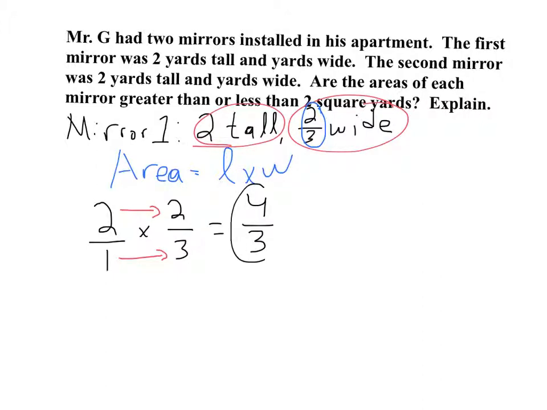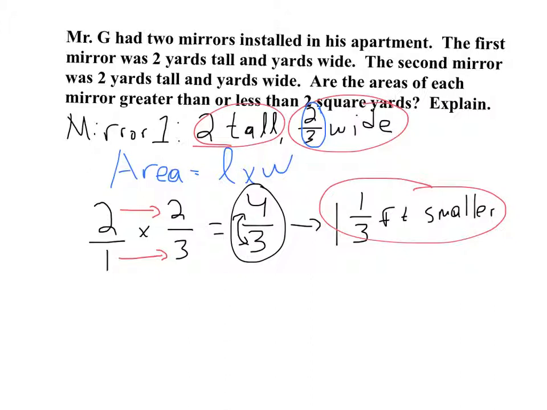Now we should always try to simplify. We know we can say that 3 goes into 4. Sorry, other way around. 3 goes into 4 at least one time, and we have a remainder of one piece left over. So the area of mirror 1 is 1 1/3 square yards, which is smaller, as we expected. So that's answering the first part of the problem.